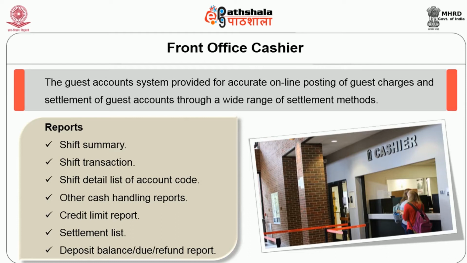Next is the settlement list. So what all expenses they have when they were occupied or when they stayed in the hotel, what all has been done and how it is settled. So all those lists are taken.